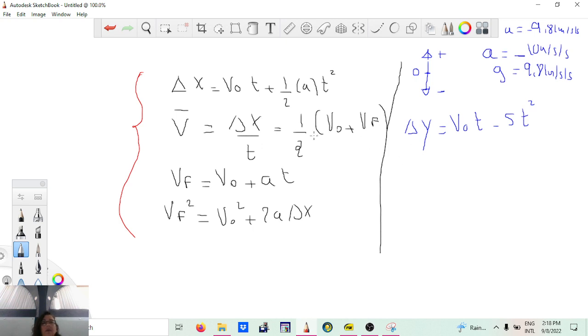And then we're going to have the same thing here. And then we have the final velocity equals initial velocity. What should I have here?